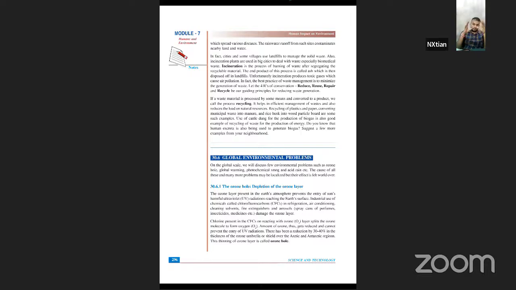Now, the formula of ozone is O3. Basically, it is made up of three oxygen atoms, which makes O3. Now this O3 is good as well as bad. How is it good? First we'll discuss the good thing.